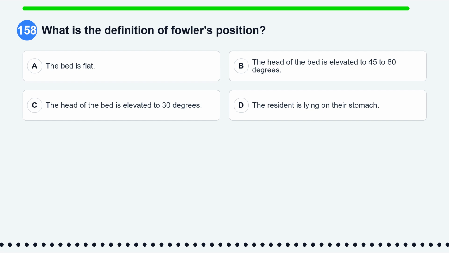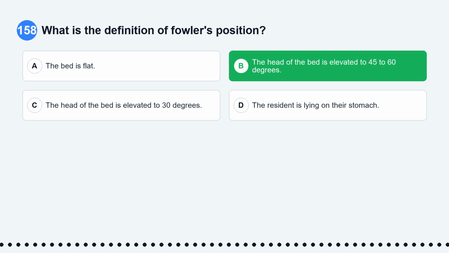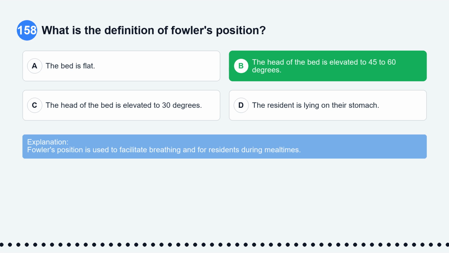Question 158. What is the definition of Fowler's position? Option A. The bed is flat. Option B. The head of the bed is elevated to 45 to 60 degrees. Option C. The head of the bed is elevated to 30 degrees. Option D. The resident is lying on their stomach. The correct answer is option B. The head of the bed is elevated to 45 to 60 degrees. Fowler's position is used to facilitate breathing and for residents during mealtimes.